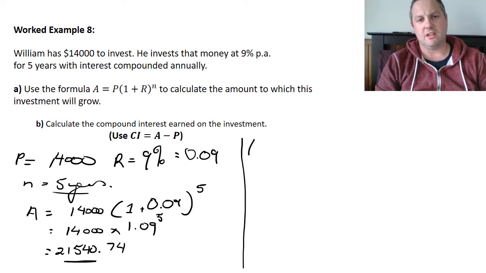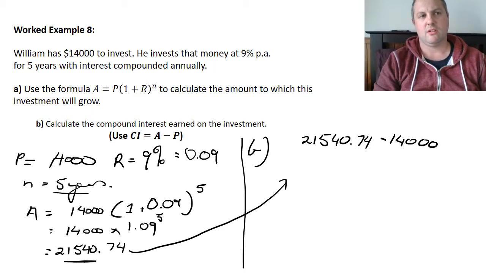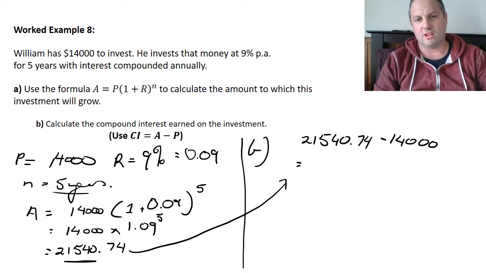Now, question B is actually asking you to find the difference. So we're going to grab this answer and bring it up. Now remember, we're using A take away P. So this is A, $21,540.74, and you're going to minus that 14,000. So in the end, what you're going to get for CI, which is compound interest, is $7,540.74. So part B is that.